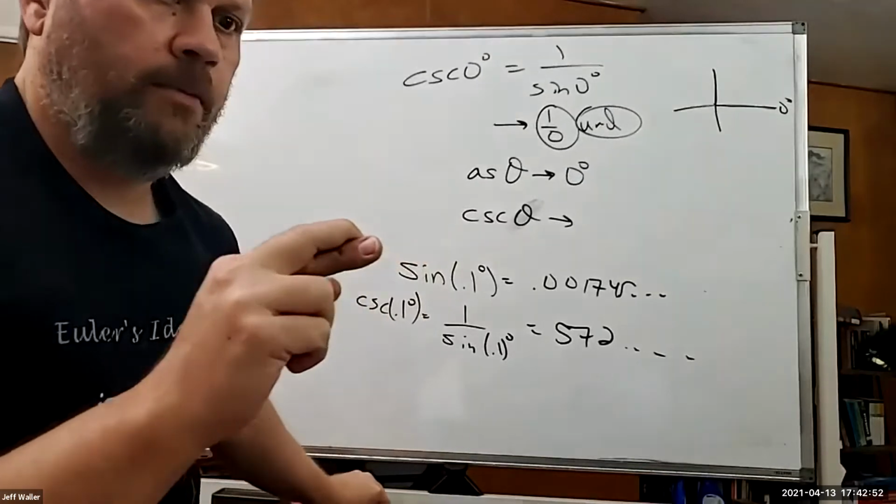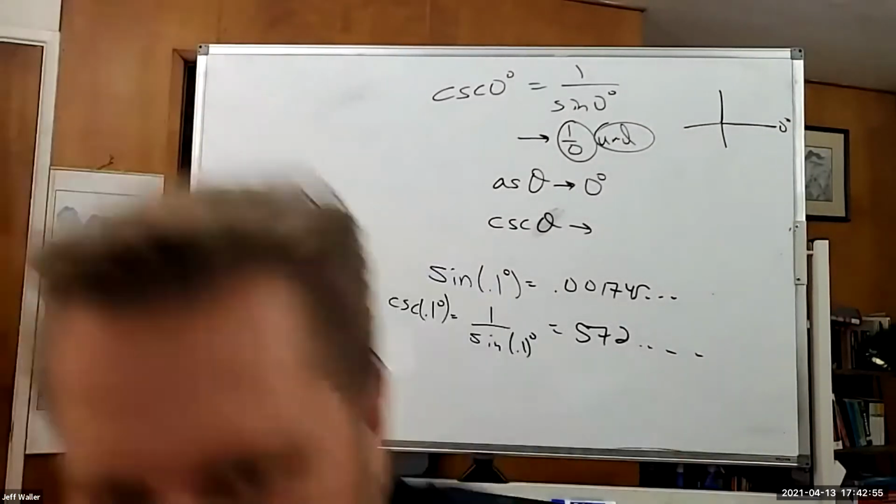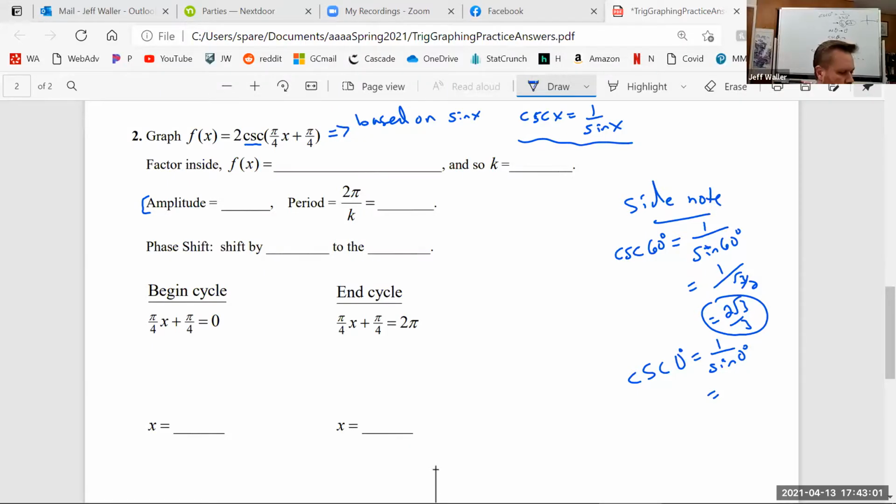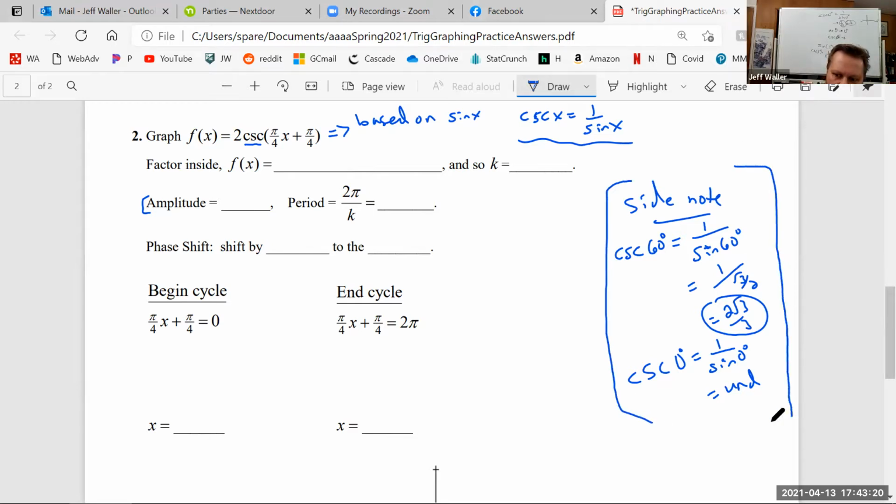Okay, so coming back, I have to remember what I was doing before. Oh, here it is. So this is undefined. I forgot what my bigger point was. I know this is going to have issues. It's going to have places where it goes to infinity. It's going to have asymptotes everywhere that sine equals what? Cosecant has asymptotes wherever the sine is what?